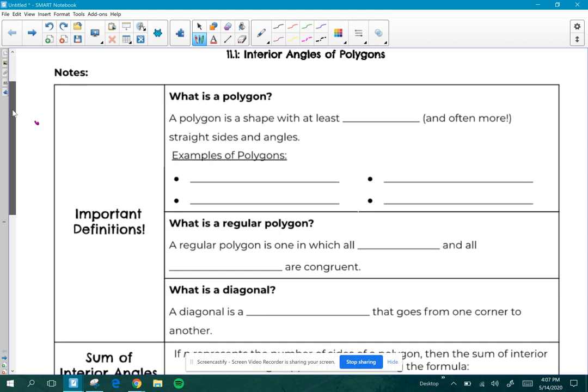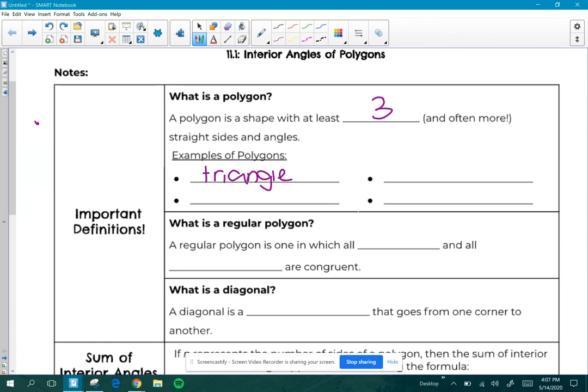In order to discuss the angles of polygons, we first have to know what a polygon is. A polygon is a shape with at least 3 and often more straight sides and angles. It's just a shape that has at least 3 sides because you need 3 sides to create a shape. Some basic examples of polygons would be a triangle.